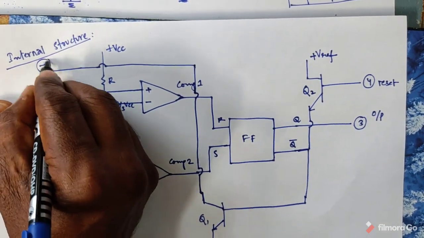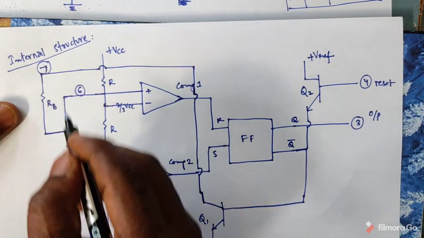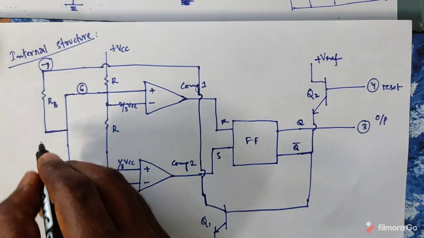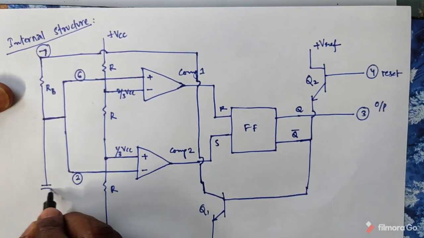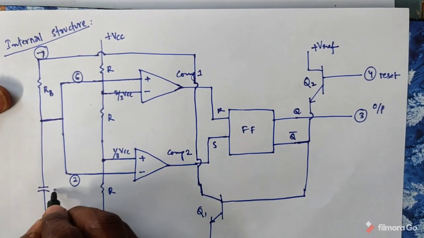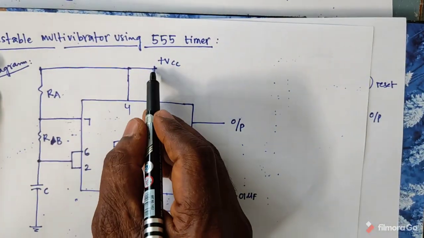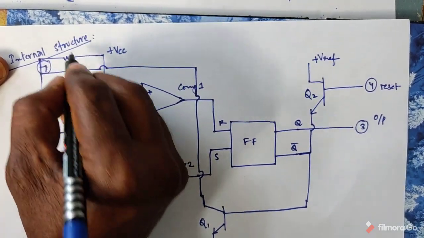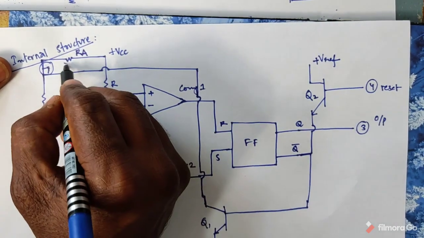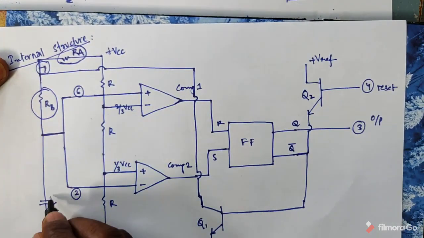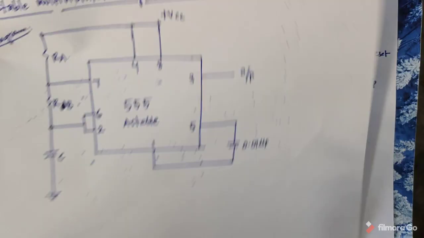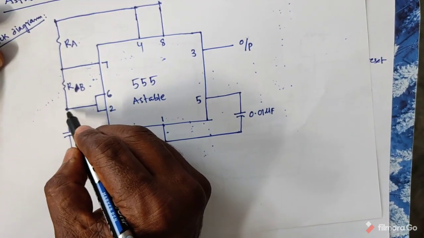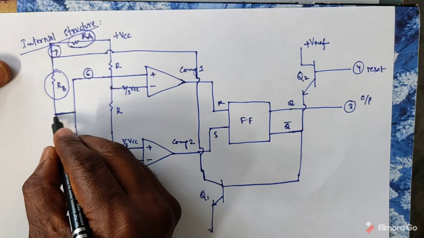This is the actual seventh pin. From this common connection point, take one capacitor connected to ground. Next, from VCC to the seventh pin take one more resistor, that is RA. So the external resistors are RA, RB and the external capacitor is C. Here the sixth pin and seventh pin are commonly connected and it is connected at the voltage drop across the capacitor.